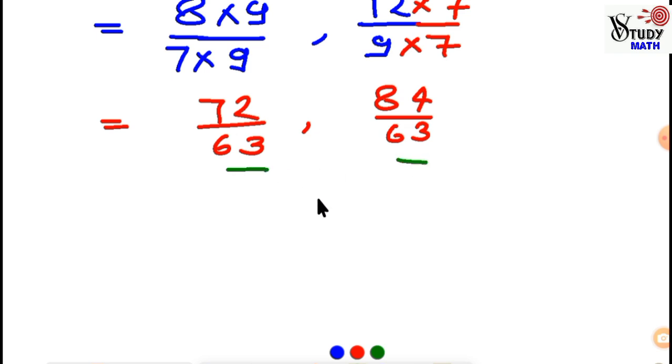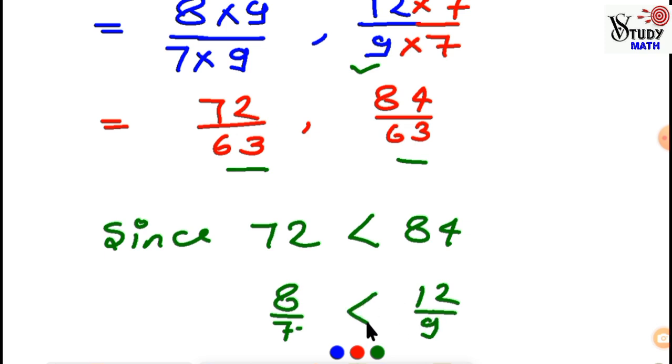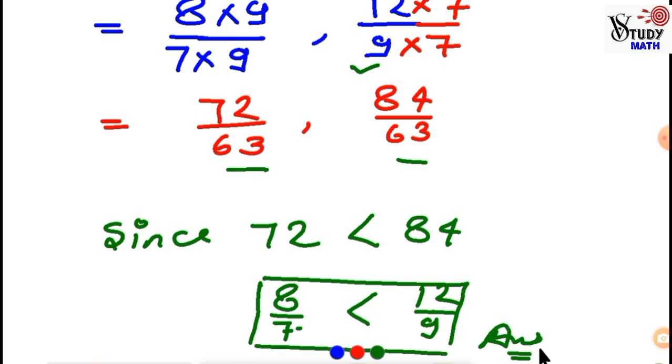In that particular problem, if we have the same denominator, then we compare the numerators. The first numerator is 72 and the second numerator is 84. Which numerator is greater here? 84 is greater. So we can say that 12 upon 9, the second rational number, is greater than 8 upon 7, the first rational number. This is the solution of this question. Now move to the next question.